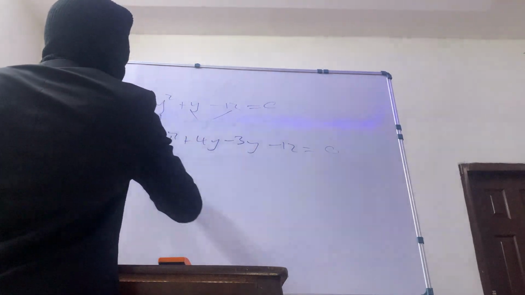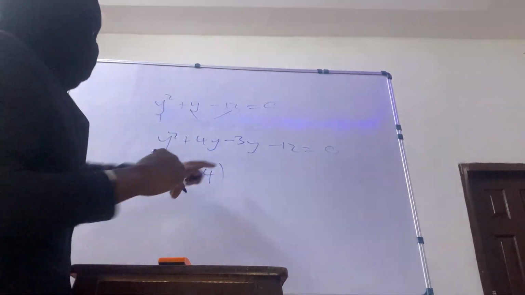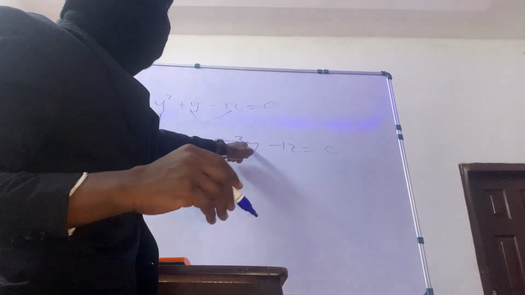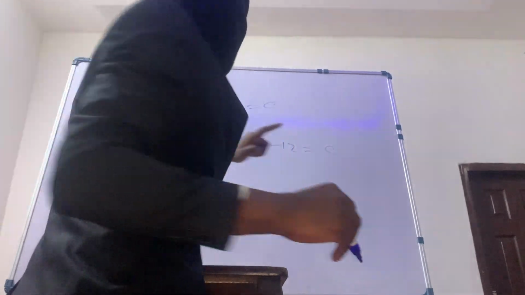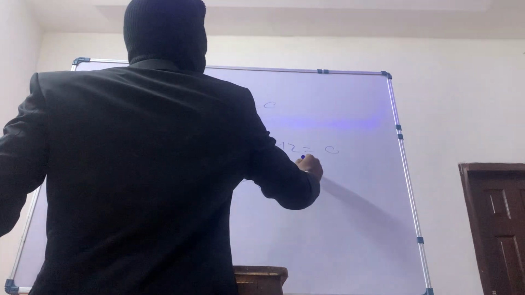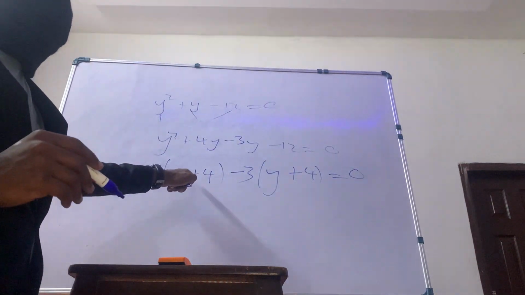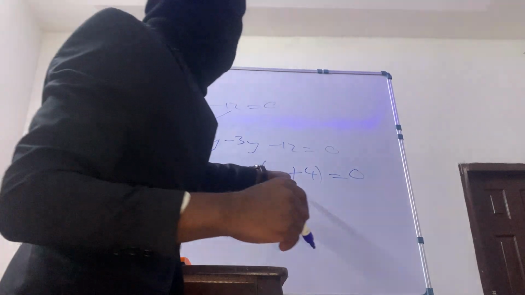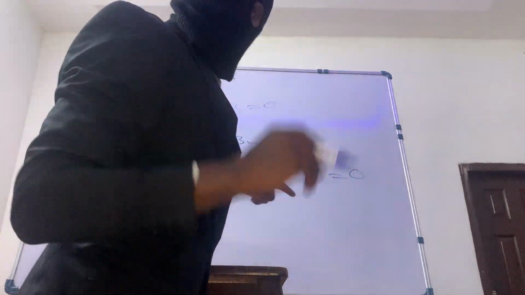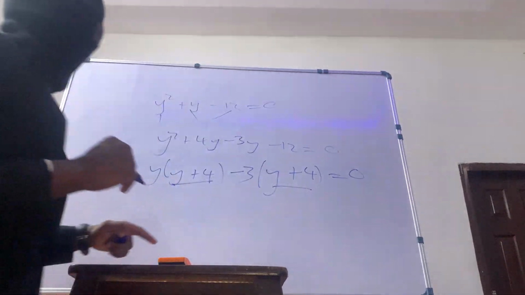And then here we are going to factor out y plus 4. Here we can see that minus 3 is common here, and minus 3 is also common here. So we factor out minus 3, bracket y plus 4, is equal to 0. And now we can see that y plus 4 is common. We are going to factor out this y plus 4.